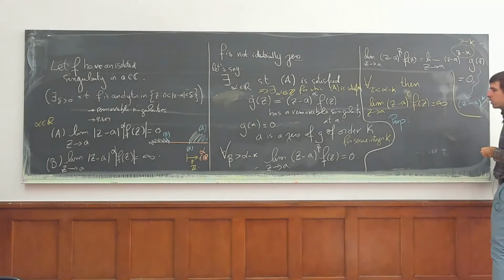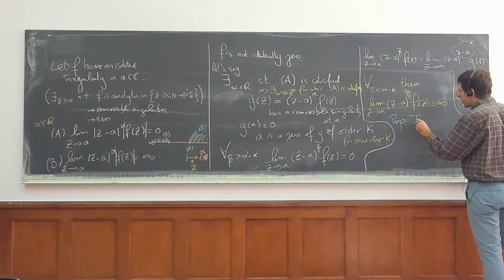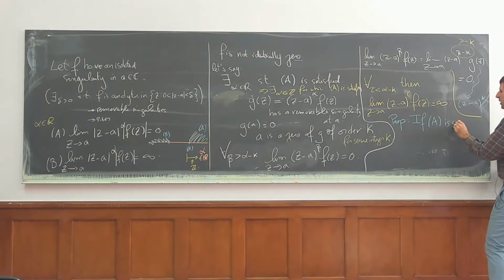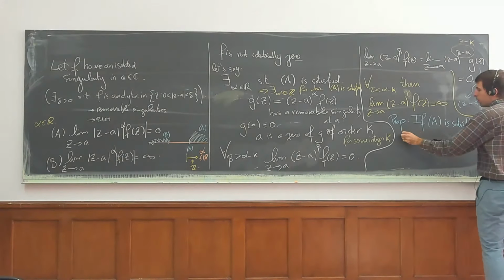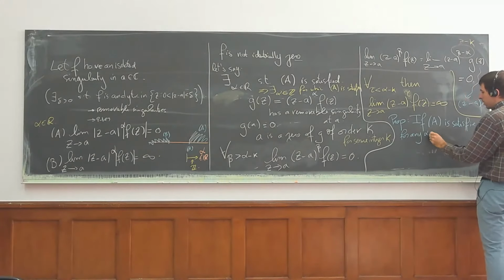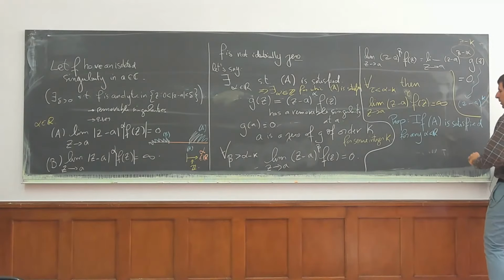Let me write it out. That if a is satisfied for any alpha real, then there must exist an integer. Let me call it m.